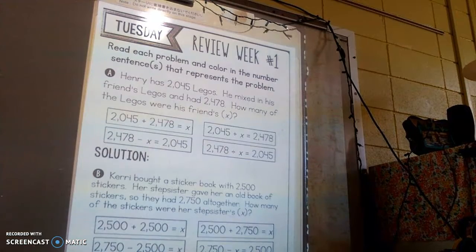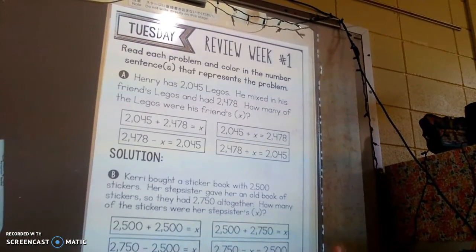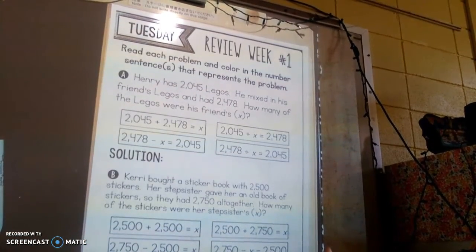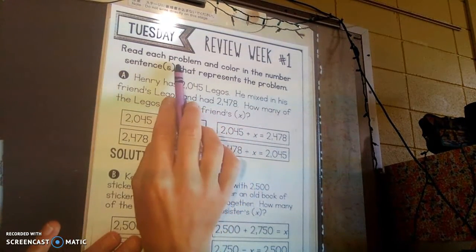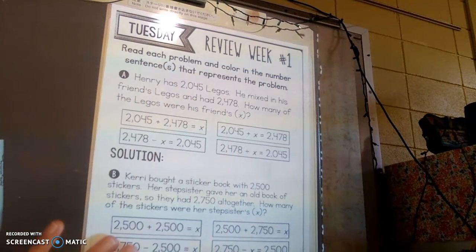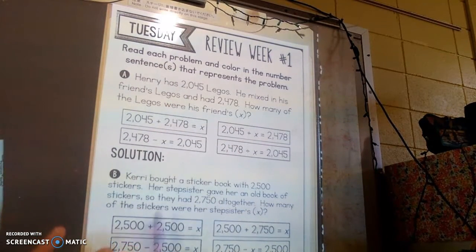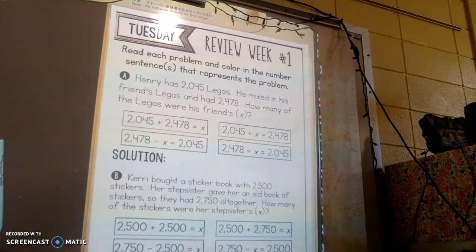So our problem today says, our directions say, read each problem and color in the number sentence that represents the problem. So next to letter A, we have our problem here. We're going to read it and then try to decide what number sentence goes with it.